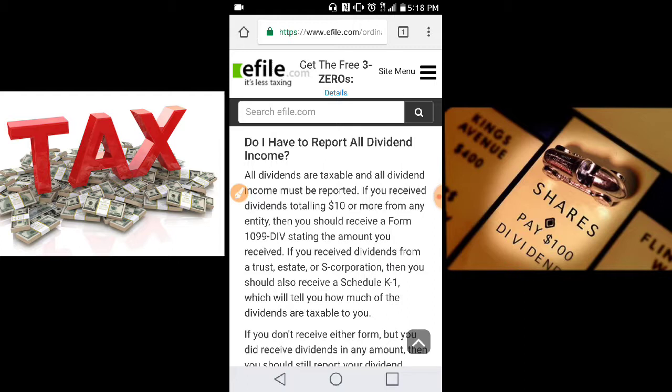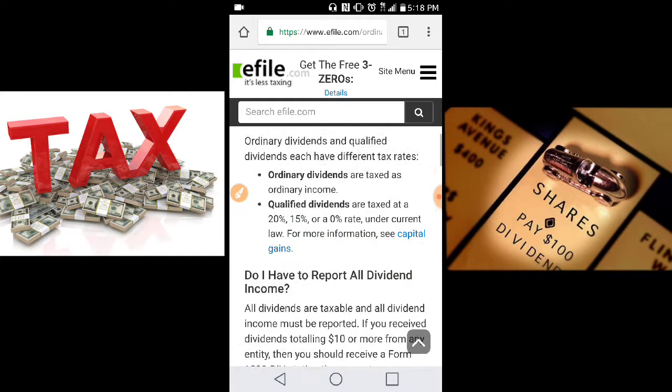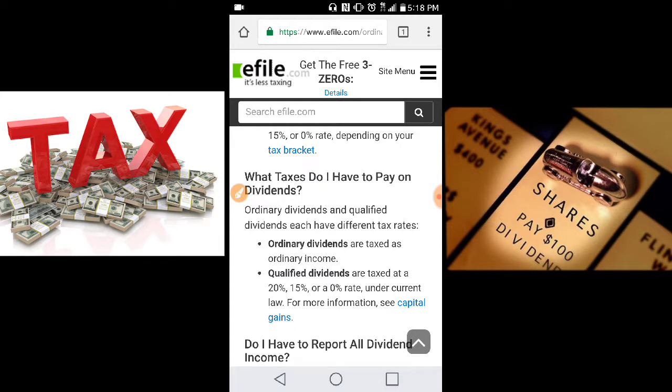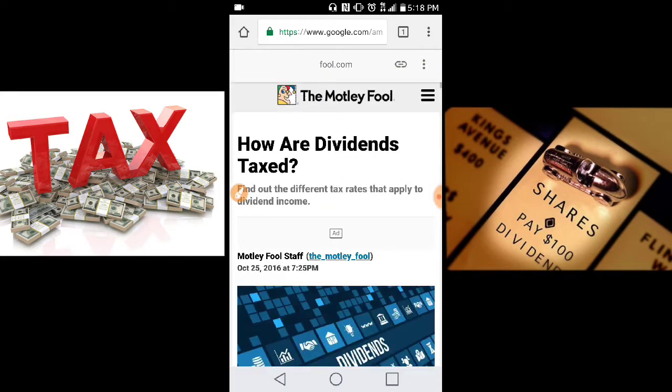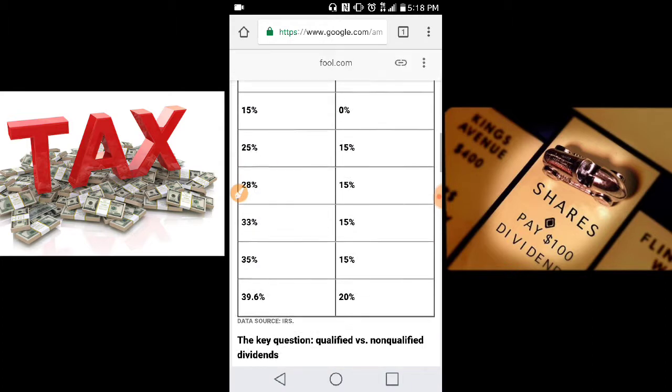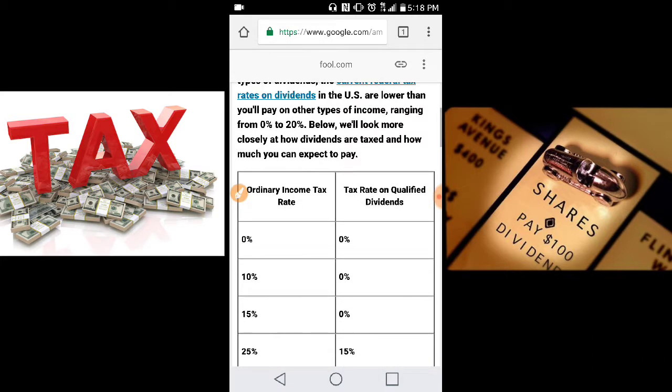And the big piece that you need to know is whether it is an ordinary dividend or a qualified dividend. So let's say it is a qualified dividend. What tax rate do you get taxed at? If we go back here, there's a nice little chart on the Motley Fool. So here is the rate. Here on the left side is your ordinary tax rate, or your normal tax bracket that you're taxed on. And then on the right side, based on what your ordinary income tax rate is, you get your qualified dividends or your capital gains tax rate.